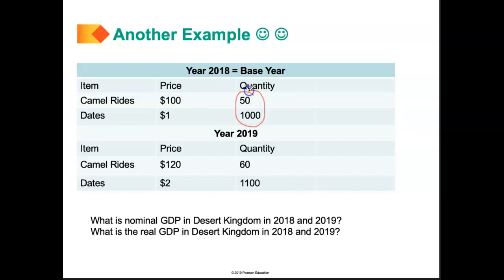so let's find the nominal GDP in 2018. We take the quantity in 2018 times the price in 2018. So in that sense, it's going to be 50 times 100, so that's essentially 5,000. And then we have 1 times 1,000, and that's essentially 1,000. So our nominal GDP in 2018 is going to be 6,000.